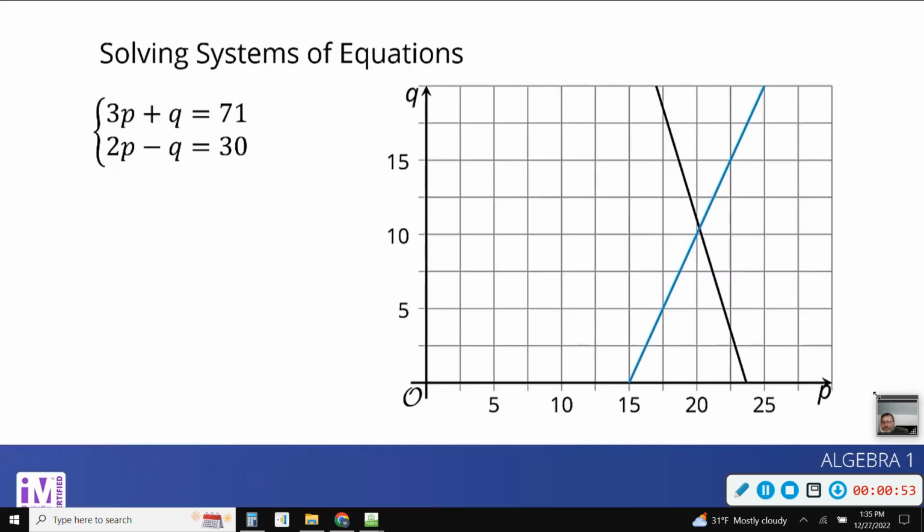Here is a system of equations. The graphs of the equations show an intersection at approximately 20 for P and approximately 10 for Q. Without technology, it is not easy to tell what the exact values are. Instead of solving by graphing, we can solve the system algebraically. Here's one way.